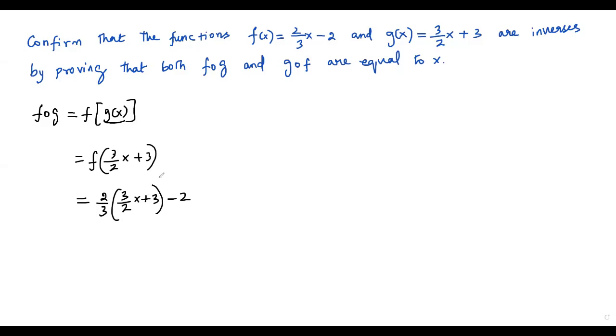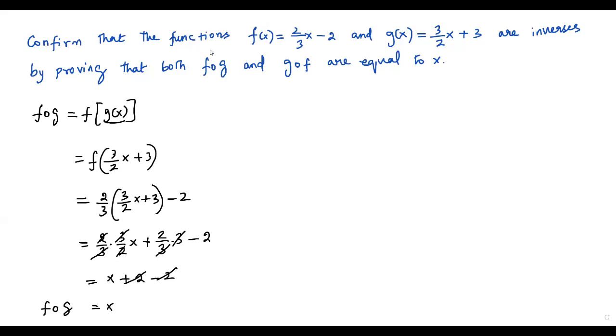Okay, now let's simplify this one. For that, I have to distribute this 2/3 to this one and this one. So when I distribute the 2/3 to this one, I'm getting 2/3 times 3/2 times x plus, when I distribute this 2/3 to this 3, it will be 2/3 times 3, minus 2. So this 3 will cancel out, and here 2 will cancel out, and 3 will cancel out. So I'm just getting x. Here I just have positive 2 and negative 2, so positive 2 minus 2 will become 0. So I'm getting x. So I got the result of f∘g, that is x.